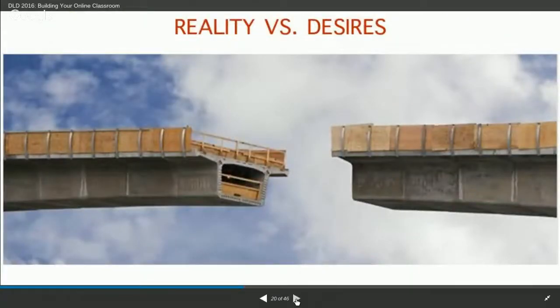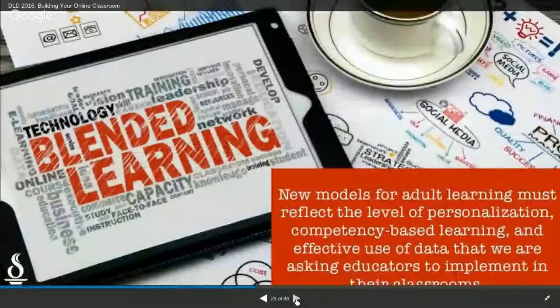So when we give professional development, we try to blend the reality versus desire. What does that mean? That means that, of course, because we're expecting our students to grapple with new types of learning, we're also expecting our teachers to teach in a new and different way, which means adult learning must reflect the personalization and competency-based learning that we expect of our students.